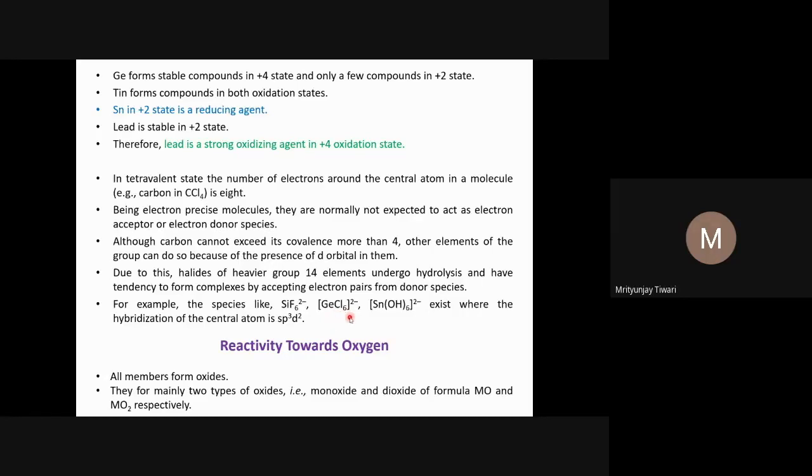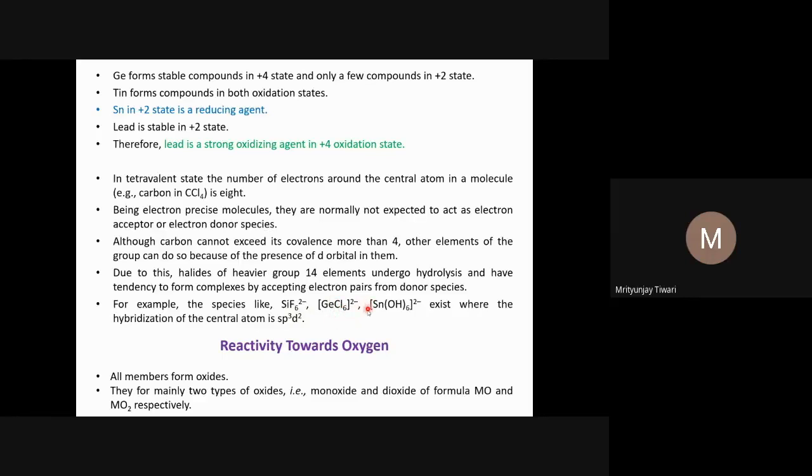Similarly, one can have GeCl6 2-. We are not showing SiCl6 2-, because SiCl6 doesn't exist, is what I wanted to say. SiCl6 2- doesn't exist because chloride is a much larger anion than fluoride, and so silicon cannot accommodate around it 6 larger size chloride ions. But germanium, which is larger in size than silicon, can accommodate 6 chloride ions around it.